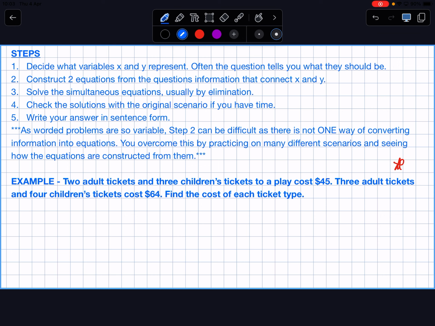So x is cost of, let's do it in the order. So what's the first type of ticket spoken about? Adults tickets. What would y represent then? The cost of children's tickets.